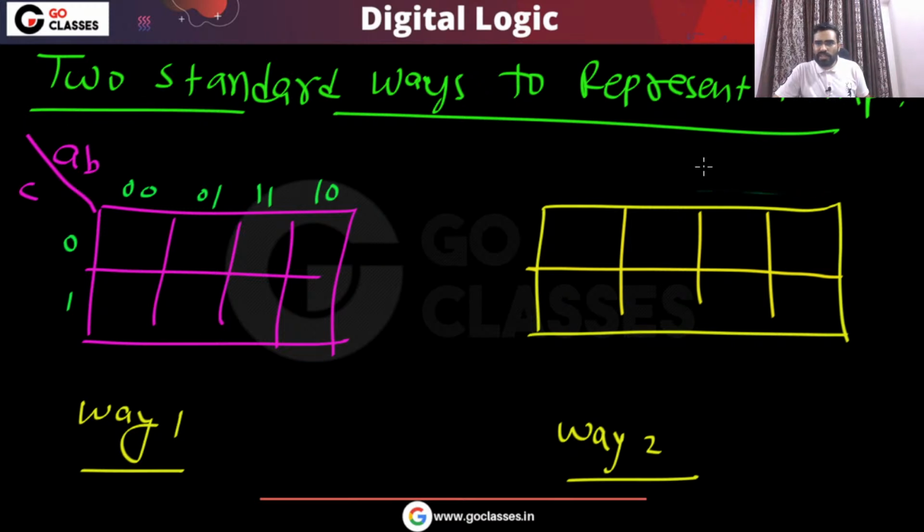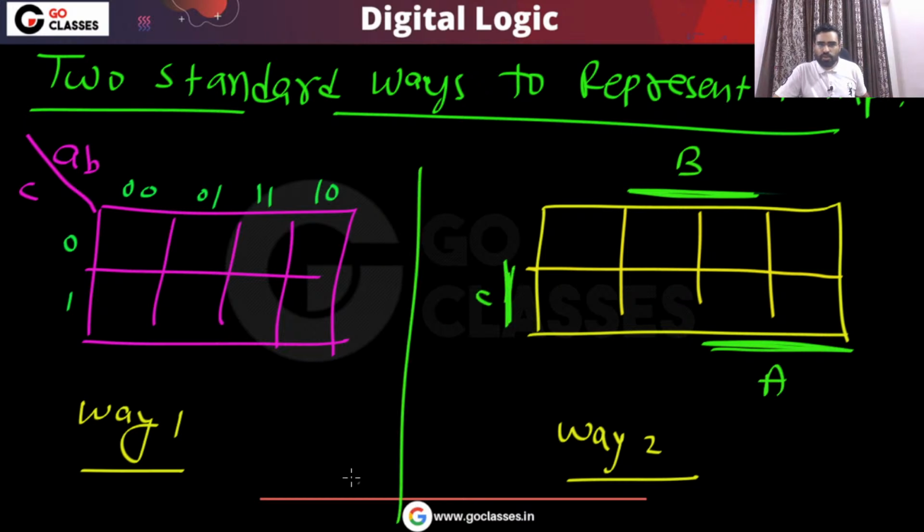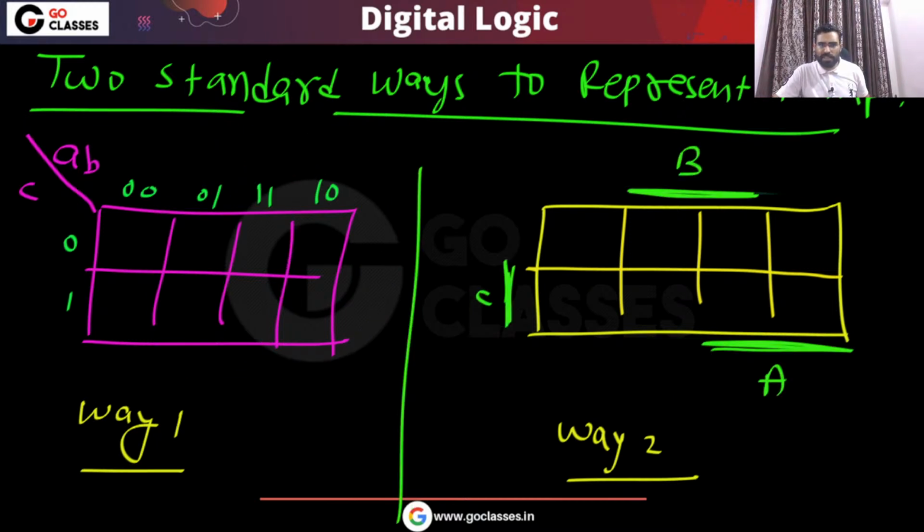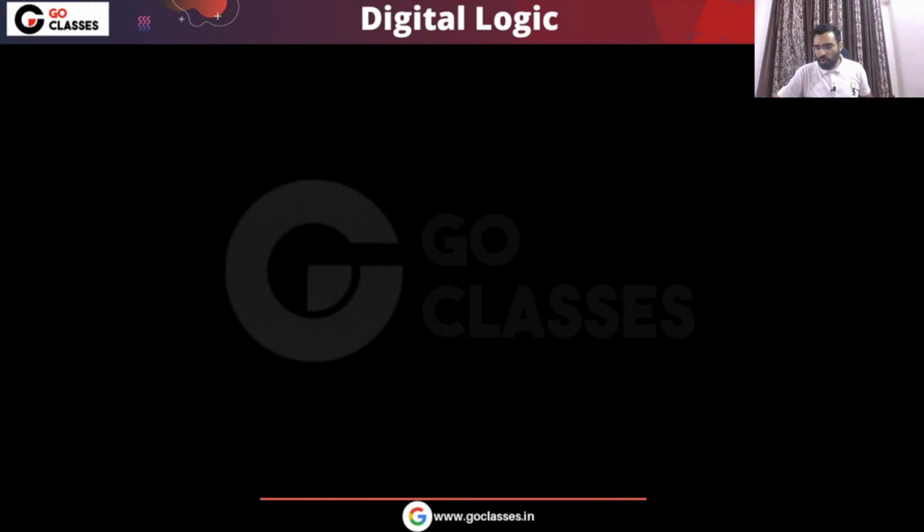Now, another representation for the same. You can think like this, very simple. They can give you like this. This is the area of B, this is the area of A, and this is the area of C. Anyway, both are the same, there is no problem. Here A is 1, and here B is 1. So these are the two standard ways of representing a K-map.